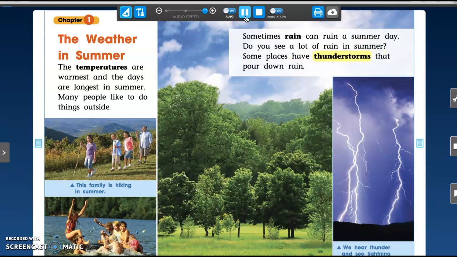Some places have thunderstorms that pour down rain. This family is hiking in summer. Many people like to swim in summer. We hear thunder and see lightning in a thunderstorm.